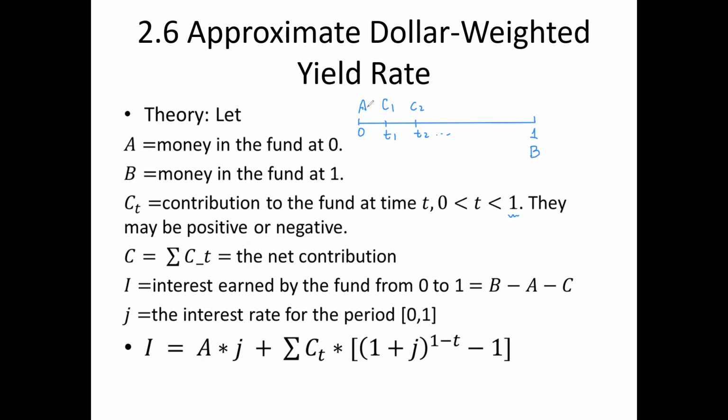You can consider A and the Cs as contributions. A is the money at the beginning, and the Cs are the contributions along the way. And B is the balance at time 1. We denote C to be the sum of all the contributions, the net contributions. Sometimes Cs are negative, so C is the net total. And then we denote capital I to be the interest. It's an amount, it's not a rate: the interest earned by the fund from 0 to 1. So interest, capital I, is B minus A minus C, where C is the total of the net contributions. That's the interest earned.